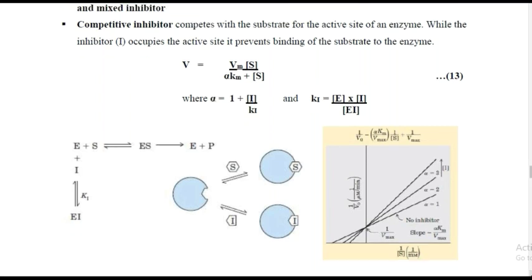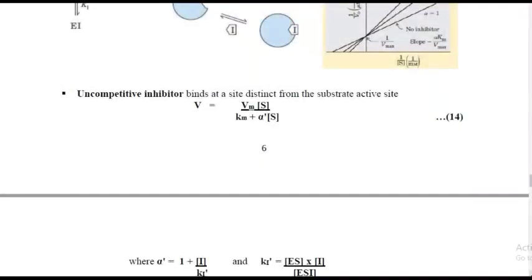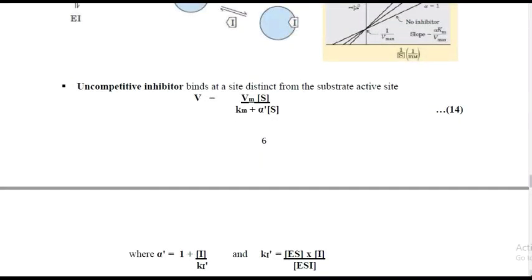Now, with an uncompetitive inhibitor, the inhibitor does not compete at the active site. It goes to another place and binds to the enzyme and affects the conformation of the enzyme, preventing the enzyme from binding to the substrate. That's why this time around the alpha is applied closer to the substrate concentration.